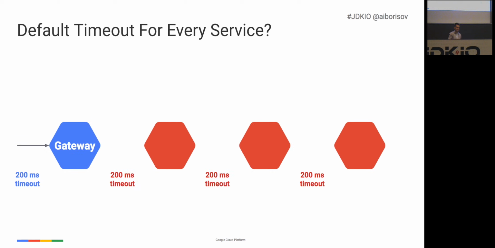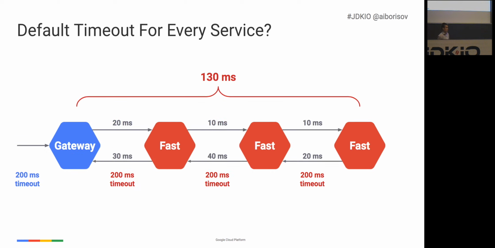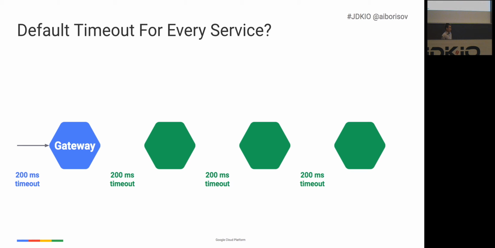Will it work? Well, if all our downstream services are fast and latency is low, it will. Here you see a total timeout of 130 milliseconds, but we need timeouts not when everything is great and fast. We need timeouts when something is wrong. Let's see what can happen if not all of our services are that fast.